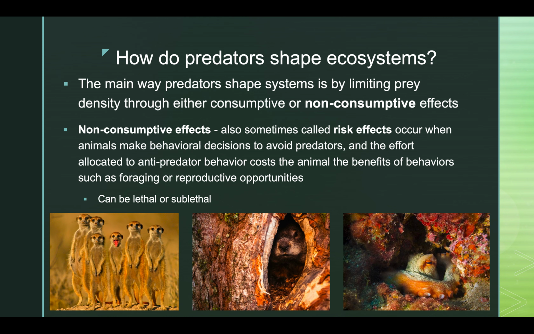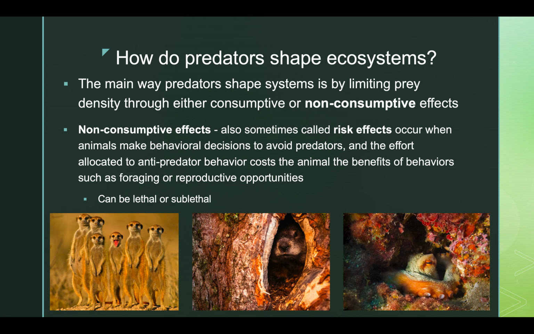Non-consumptive effects are the effects that a predator has on their prey by not actually eating them. This is also called a risk effect. This is when an animal will make a decision that will change their behavior to avoid predators. The effort allocated to this anti-predator behavior will cost the animal a benefit, such as foraging or reproductive opportunities. An example would be a chipmunk that really wants to travel across a big empty field and eat from a tree that has a lot of really good food, nuts or whatever.